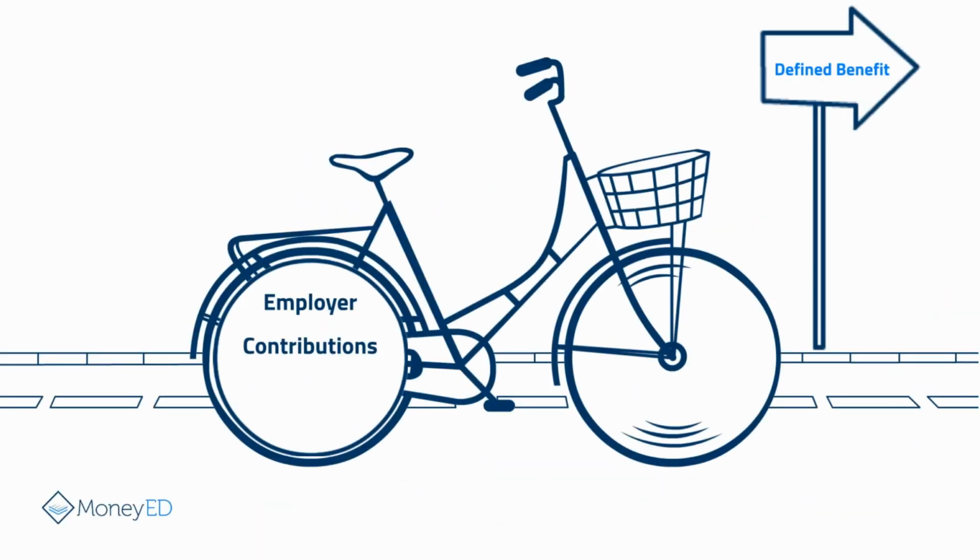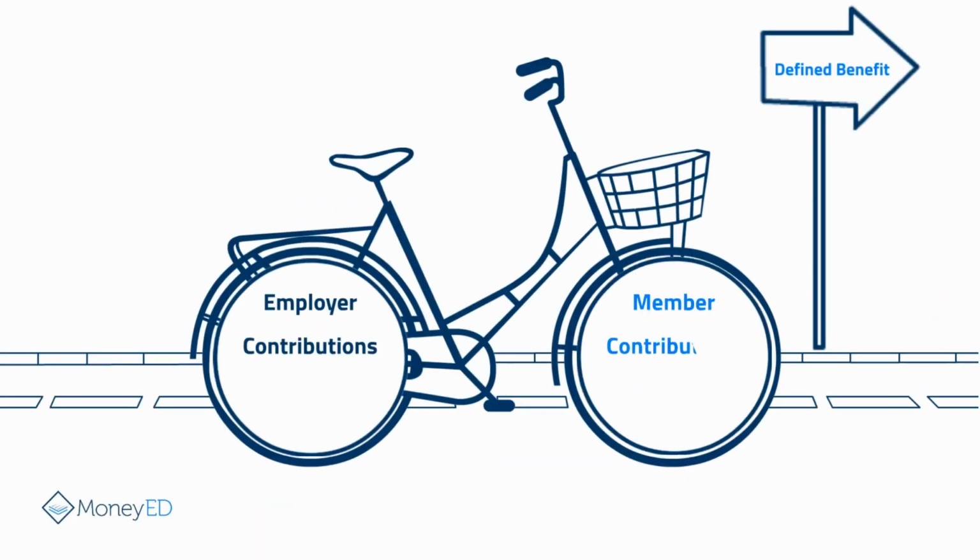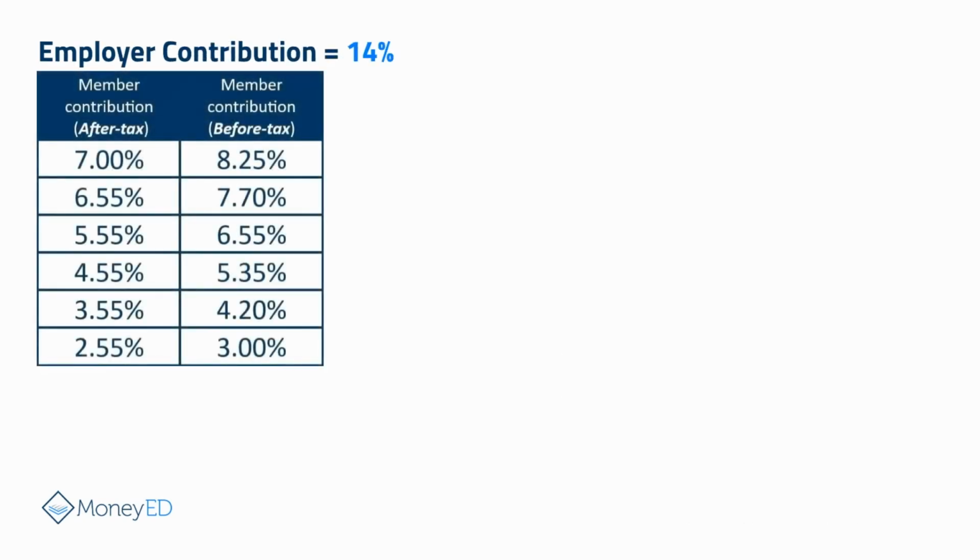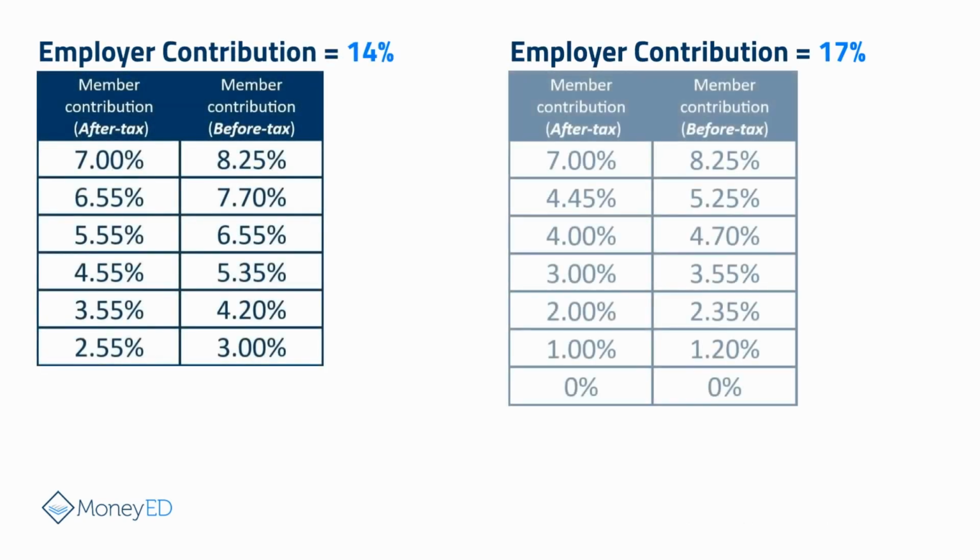The next contributions we'll explore are member contributions. The amount you contribute from your salary is dependent on whether your employer contributes 14% or 17% to your super. The default member contributions when you join the fund will be 7% after-tax contributions. However, you may also be able to commence a salary sacrifice arrangement with your employer to change it to before-tax contributions, and you can also lower the after-tax contributions if you wish. You can choose from the following member contribution rates based on whether your employer makes 14% or 17% contributions.